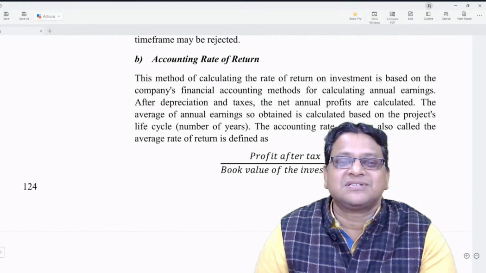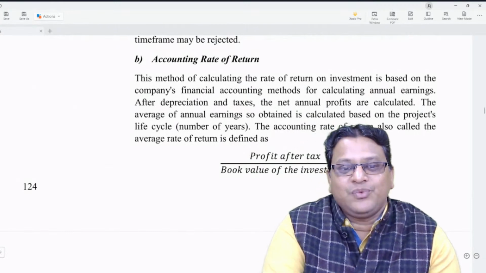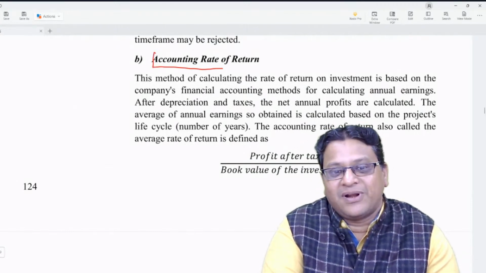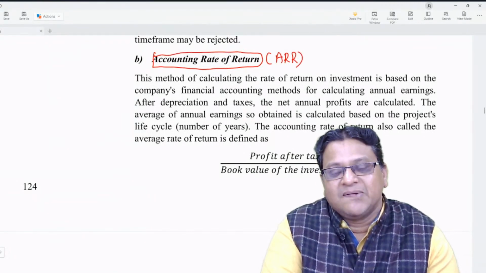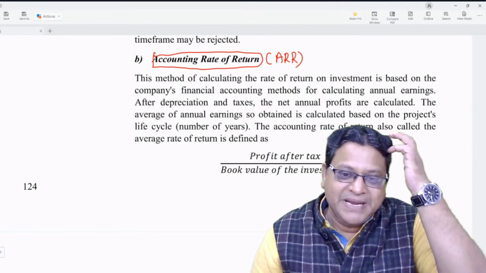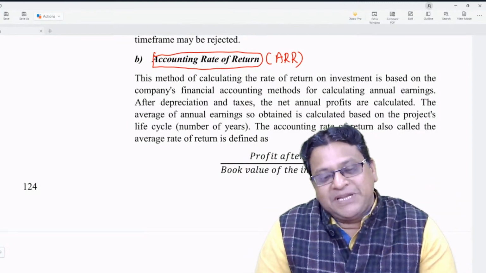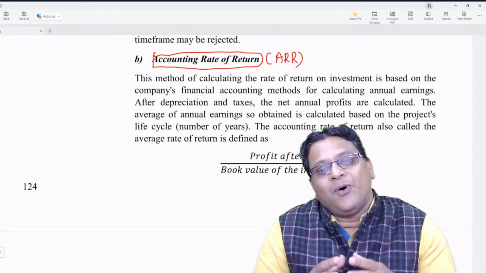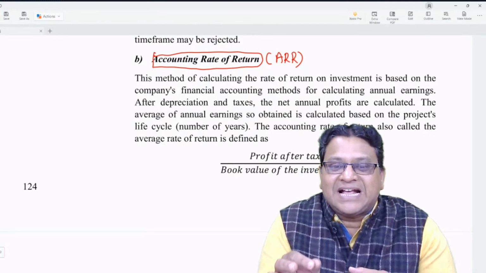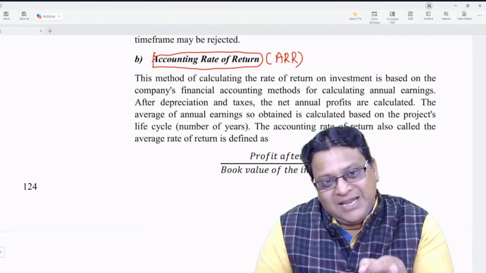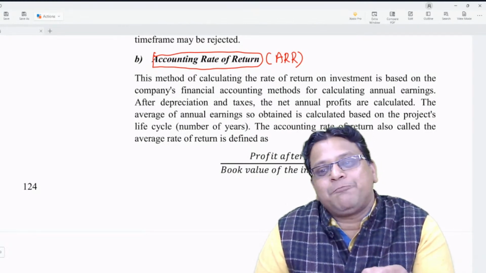The next method we will discuss is known as the ARR method, that is the accounting rate of return method. This ARR method is the single method which is based upon accounting profit. All other methods, whether payback period method or NPV method or PI method or IRR method, are based upon cash flow. But accounting rate of return is based upon accounting profit.